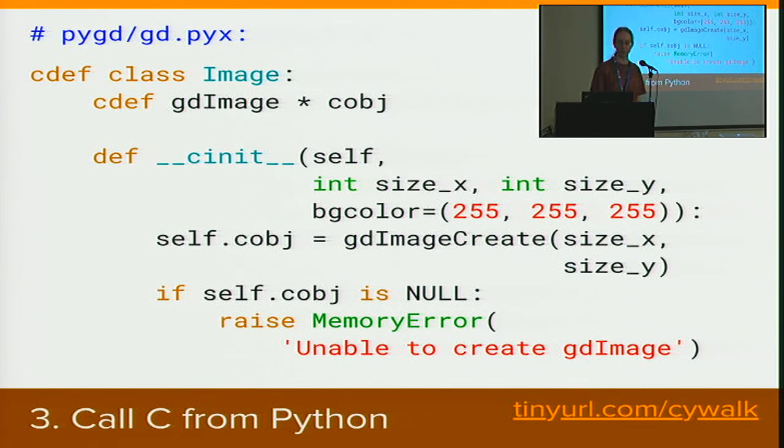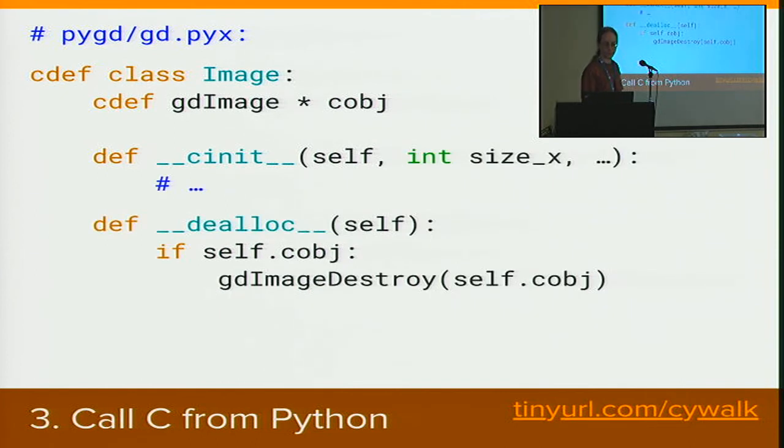In that, we can do memory management stuff because we know that we're going to get called exactly once. So we call gd_image_create with our size x and size y parameters, and we assign the result of that call into that C object member of the class. Now this is C, so again, there's no exceptions. We have to check the result of that gd_image_create call to check that we didn't run out of memory, and if we did, we raise a Python memory error.